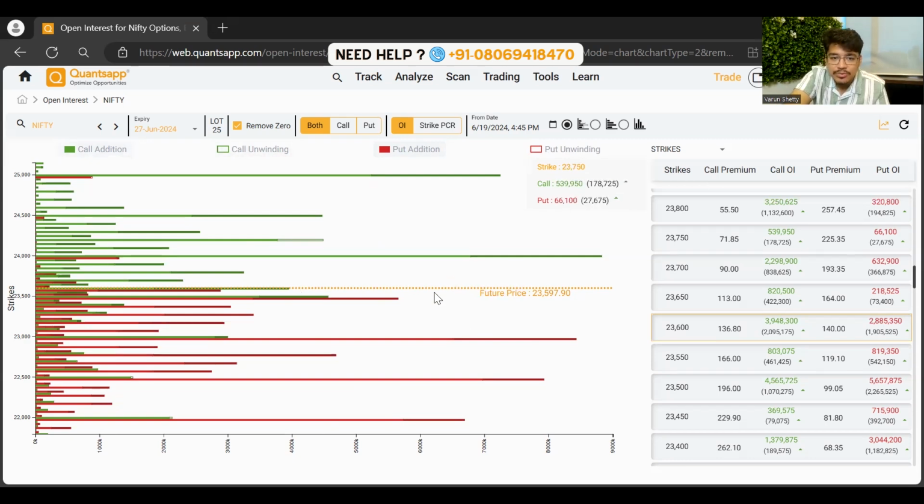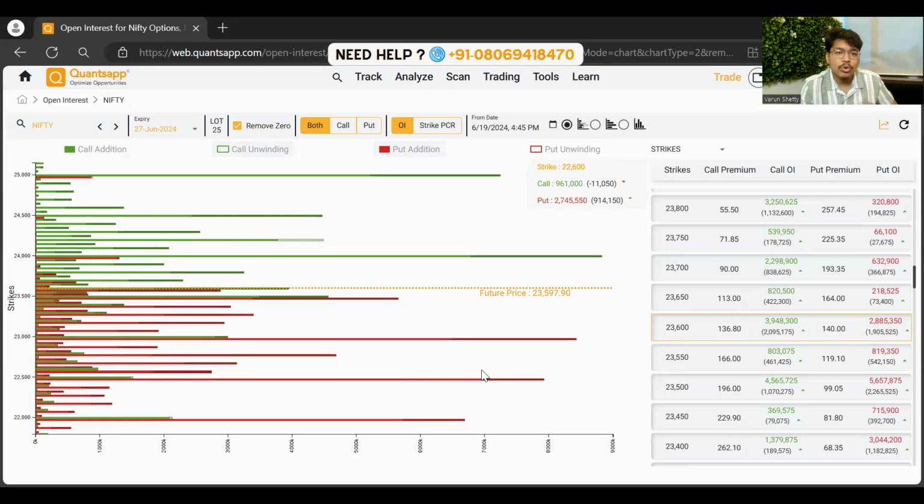If the market expires between this, that is when the option writers will make the most money, but it never expires between here. Right? Market will always move away from these ranges. So if it moves between these ranges, in that case, there is a good chance that you can make decent money. You can identify what the direction of the market is. On the basis of that, you can go and trade.